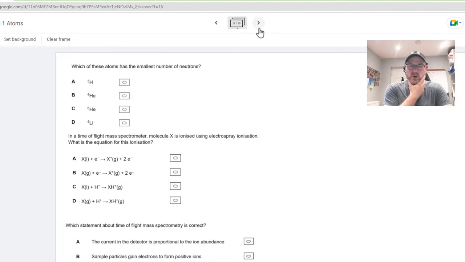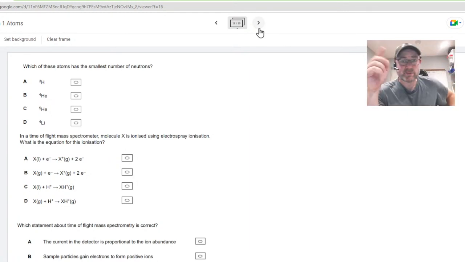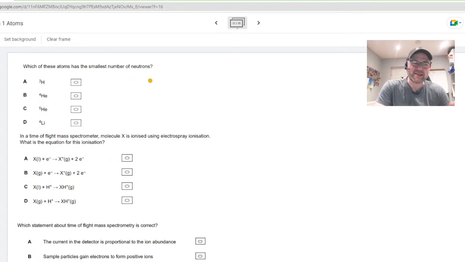Yeah, let me move on. You'll be getting some multiple choice questions, guys, in chemistry A level. But they're not always easy. Check out these three. So, for the first one, which of these atoms has the smallest number of neutrons?